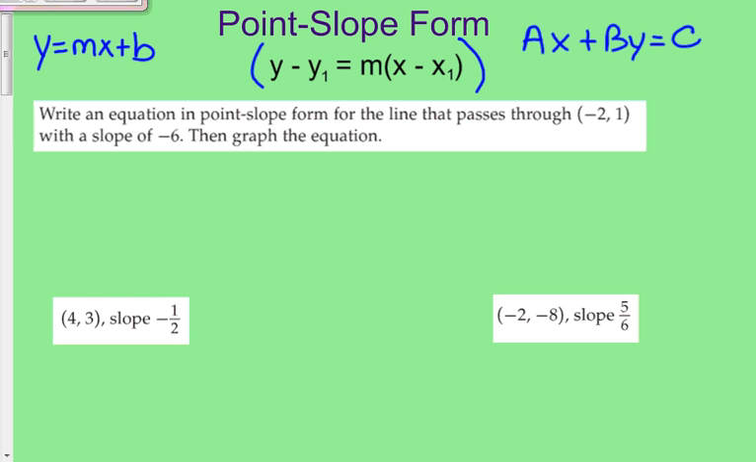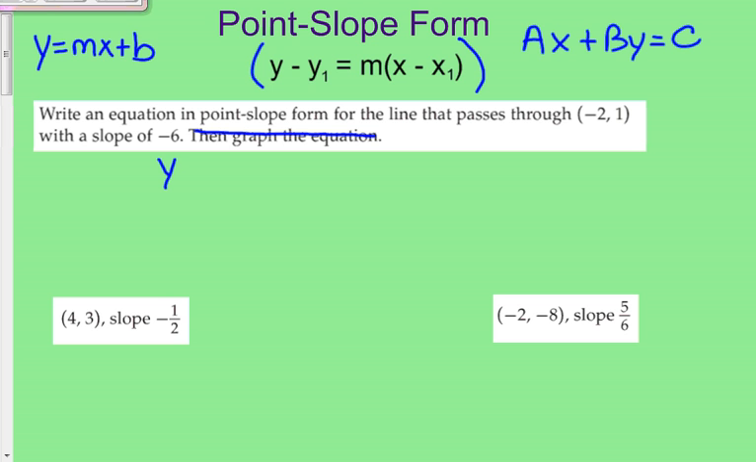This is the form right here: y minus y1 equals m times x minus x1. This is actually a very simple form to use. So you're going to write an equation in point-slope form for the line that passes through the point (-2, 1) with a slope of -6. We're not going to graph this today on the video, so we're going to ignore that part.